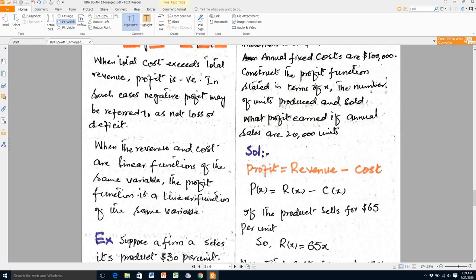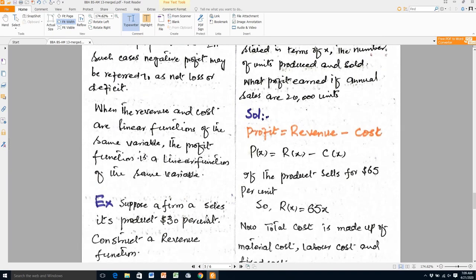When the revenue and the cost are linear functions of the same variable, the profit function is a linear function of the same variable.